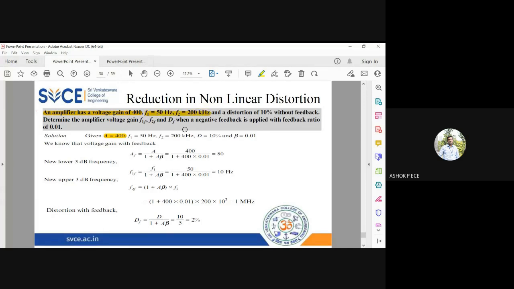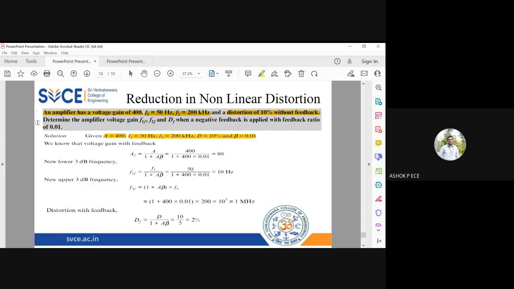So all these properties are without feedback, and distortion of 10% without feedback. All the properties given in the first line are without feedback. You should write everything without the suffix. So A is 400, F1 is 50, F2 is 200, and D is 10%, and beta is 0.01.